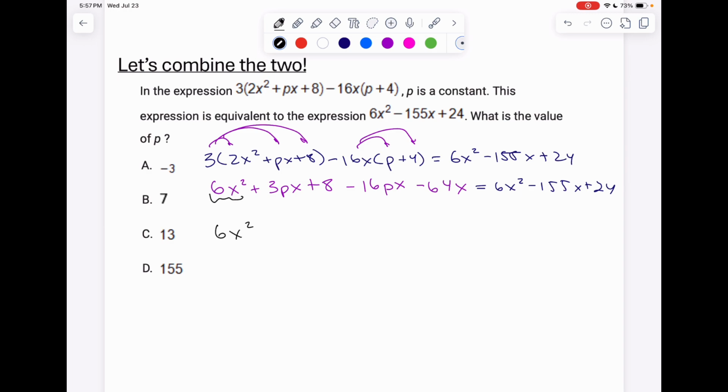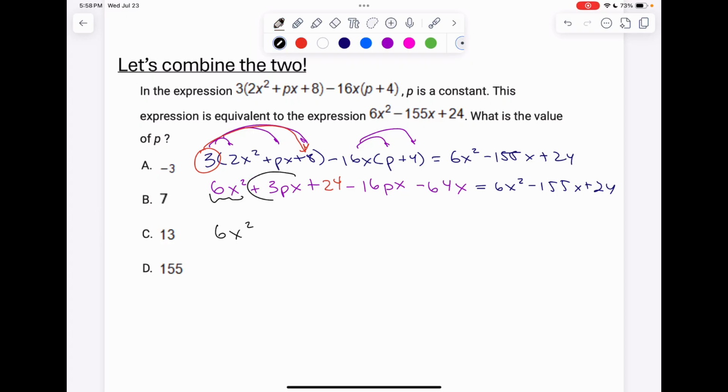I feel like I dropped something. Yes, I did. Oh my goodness, did anybody catch my error? The 3, I neglected to distribute to my 8. Oh boy, that makes it 24. Don't be like me, okay? So now we'll copy out the rest of it.